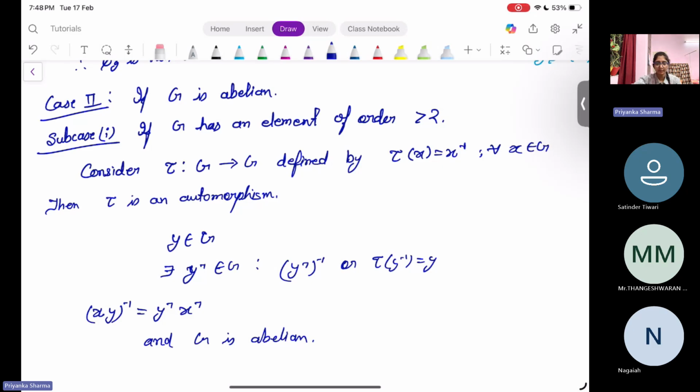It means this is easy to check that tau is an automorphism. So can you do it? Can you check that tau is an automorphism? Or do we need to do it? Can I leave it? Students? We'll try, ma'am. Okay.